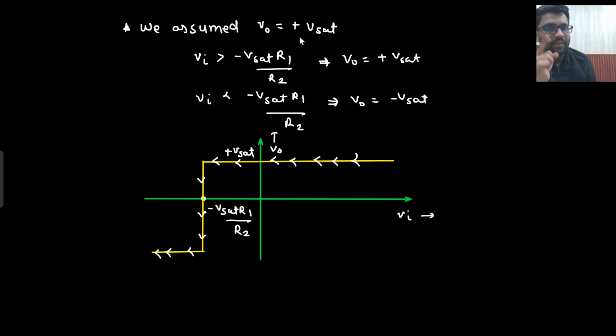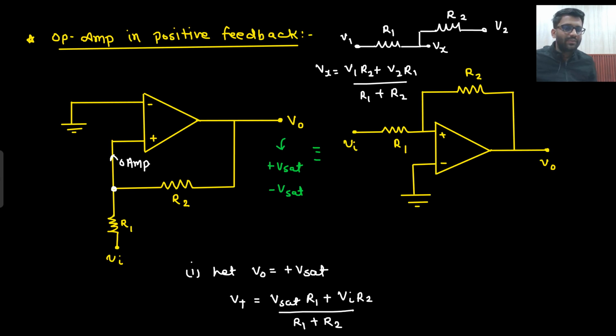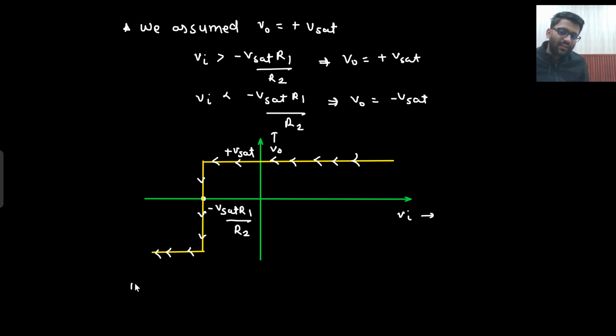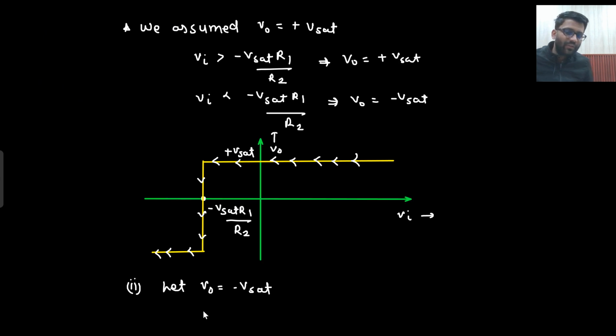That's why I say first we are making an assumption that we are assuming our output to be plus V set. Let V0 be plus V set. You could have made another assumption as well: that initially I would have assumed my output to be minus V set. Yes, there is no issue. Then what would have been your V positive value? The same analysis you are going to do.